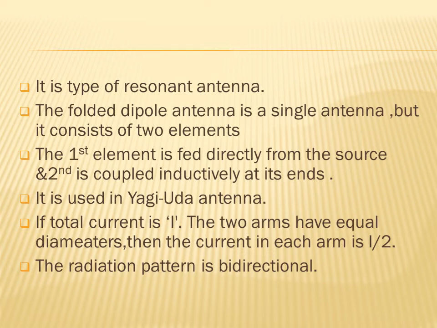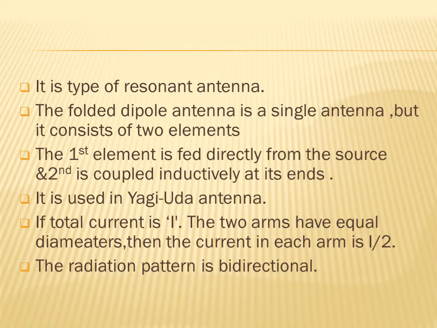The folded dipole antenna is a type of resonant antenna. Next you have to write that the folded dipole antenna is a single antenna but it consists of two elements. The first element is fed directly from the source and the second is coupled inductively at its end. This folded dipole antenna is used in the Yagi-Uda antenna.